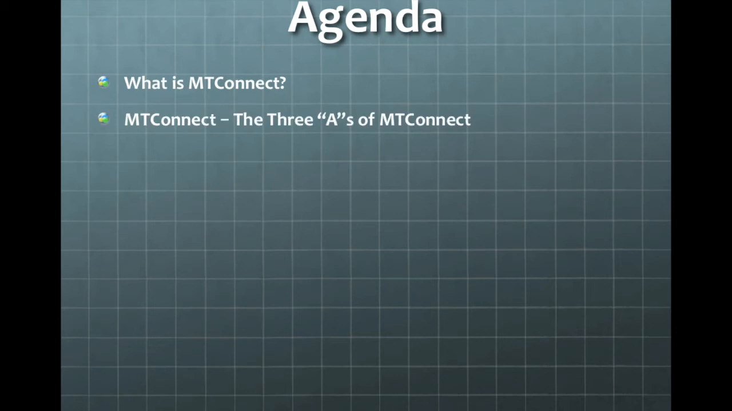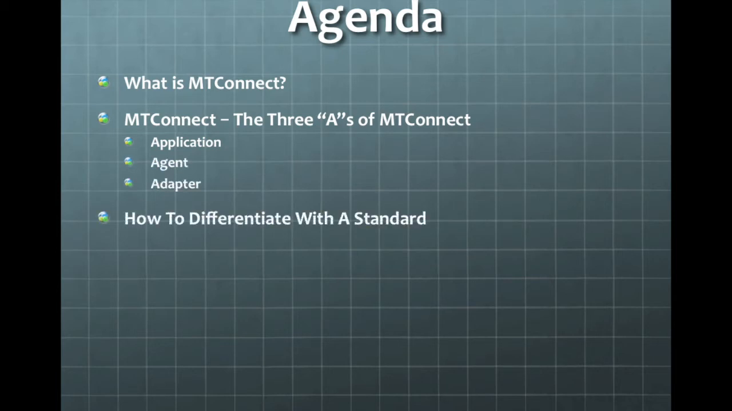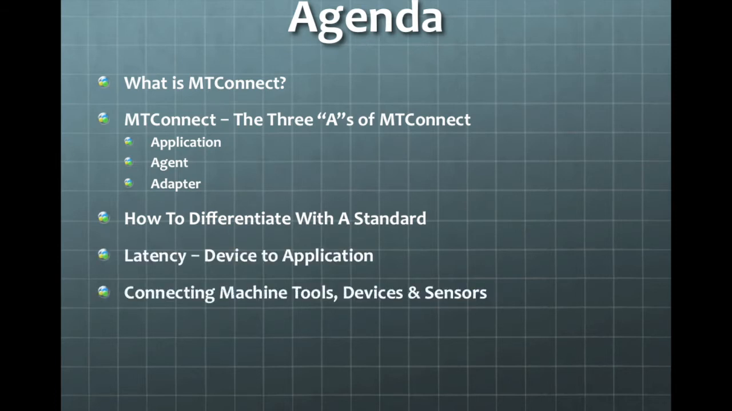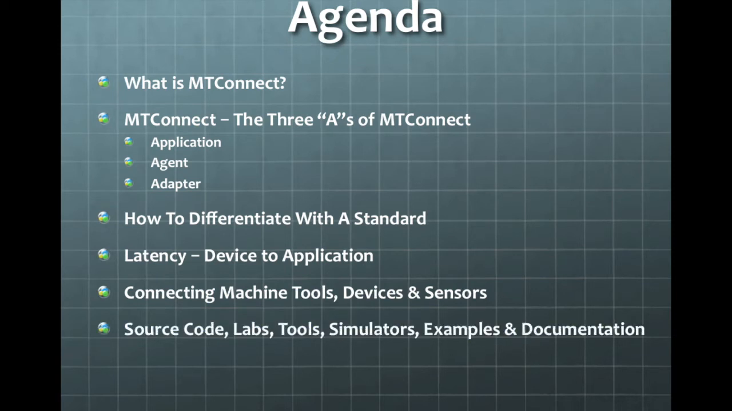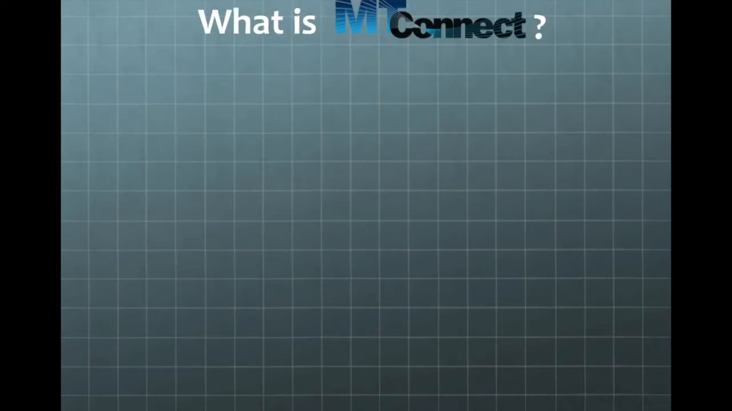Specifically, I'm going to cover what is MTConnect, and talk about the 3 A's of MTConnect, which are the application, the agent, and the adapter, how to differentiate with the standard, latency from the device to the application, and connecting machine tools, devices, and sensors. And then I'm going to talk about where you can get additional resources such as source code, labs, tools, simulators, examples, and documentation. And then we'll wrap things up.